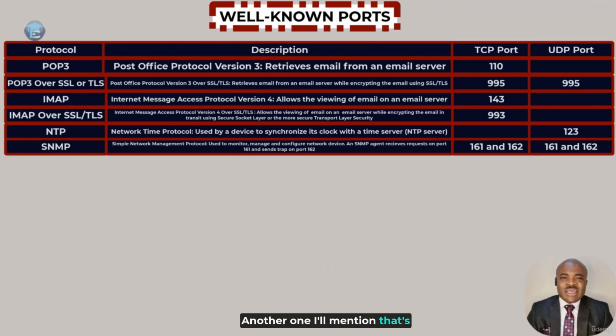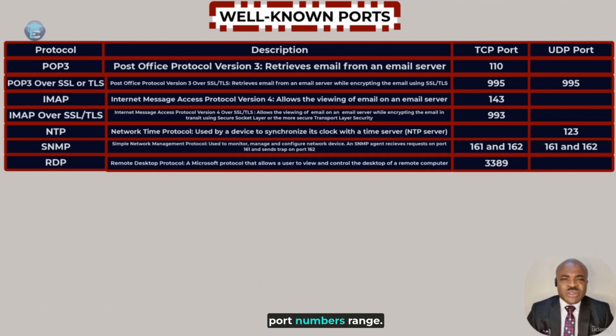Another one I'll mention that's actually outside of the well-known port range is RDP, or Remote Desktop Protocol. You can see that this uses TCP port 3389, so that is within the registered port numbers range. I know that that's outside of the well-known ports, but I can't do without mentioning it since it's a very popular protocol. In fact, it has already been registered as a dedicated port with the IANA.